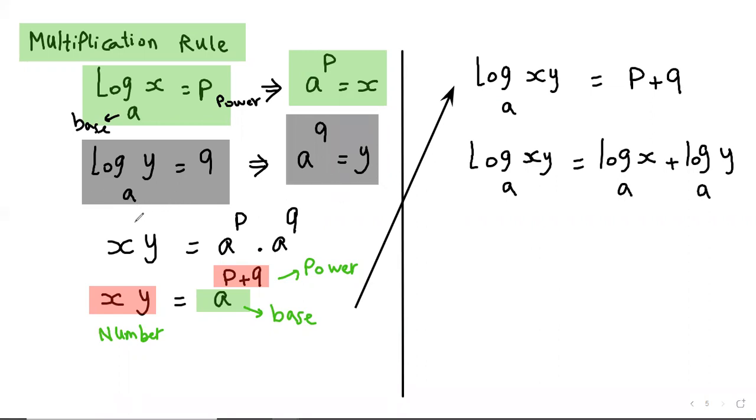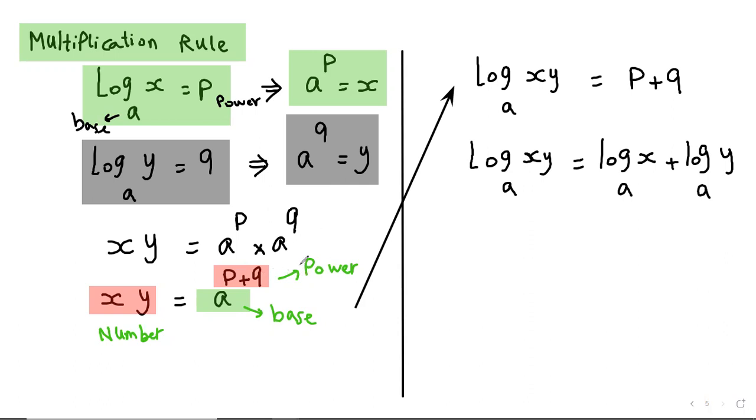So xy equals what? Because x is a to the power of b and y is a to the power of q, we can multiply them. So xy equals a to the power of b times a to the power of q. When multiplying like bases, we add powers. So xy equals a to the power of b plus q. We are going to deal with xy as the number. xy is the number, a is the base, and b plus q is the power.